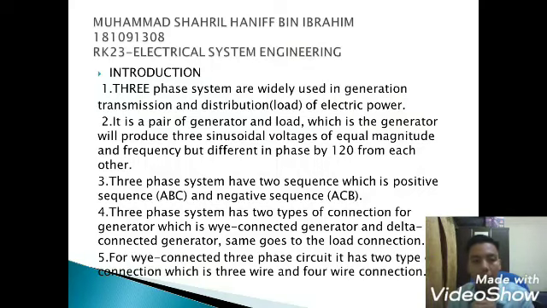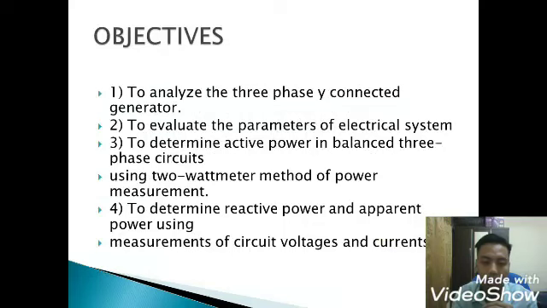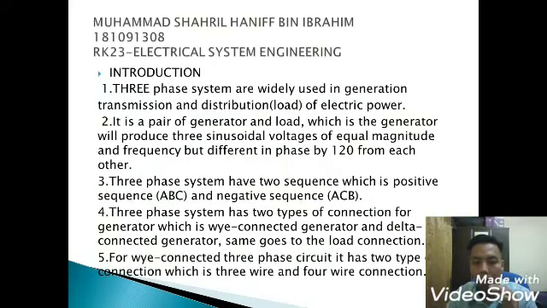Fourth, three-phase systems have two types of connection for the generator, which are Y-connected generator and delta-connected generator. The same goes for the load connection. For a Y-connected three-phase circuit, it has two types of connection, which are 3-wire and 4-wire connection.